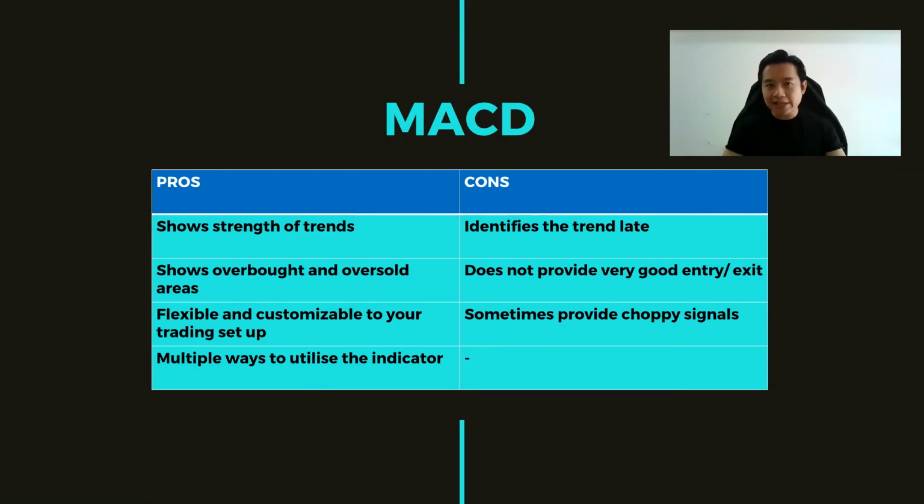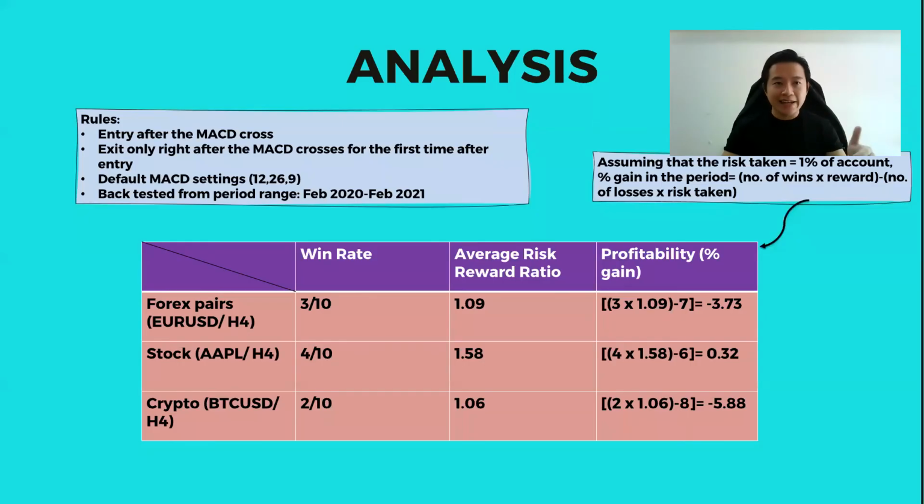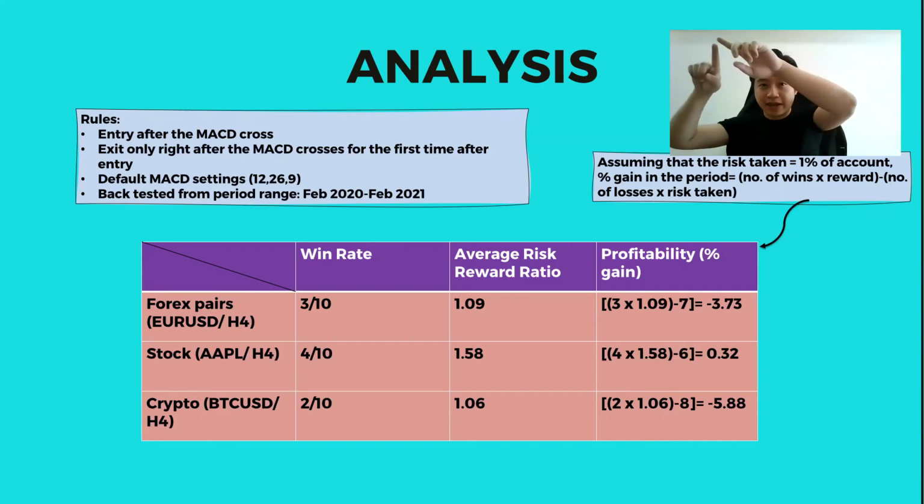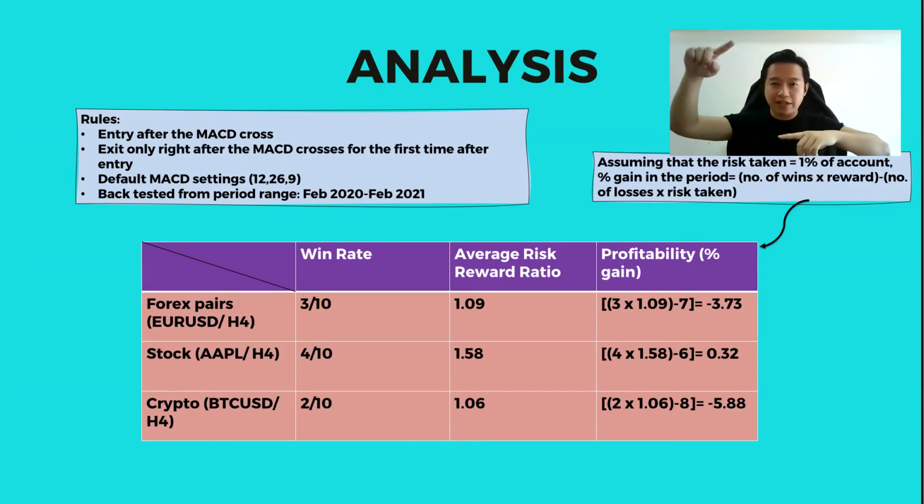So we did a test. The analysis is based on the entry after the MACD crossing, right? Using the overbought and oversold area. We exit only after it crosses back, right? It crosses back for the first time. So for example, it crosses at the bottom to go for the buy. And the moment it goes up, the moment it crosses back, that's where we go for the exit. And then we calculate the entry point to the exit point and to the risk point.